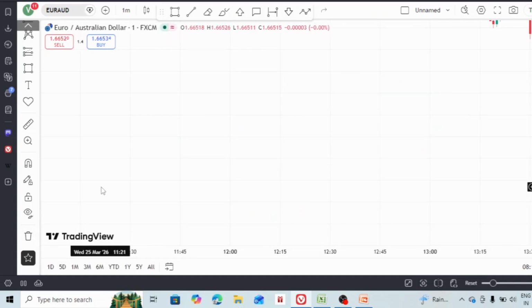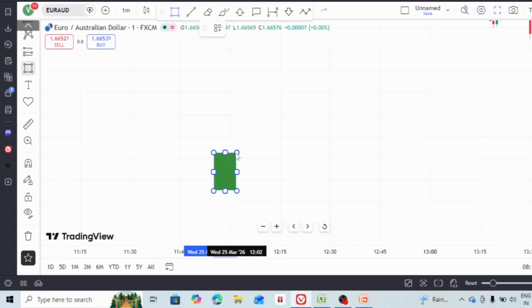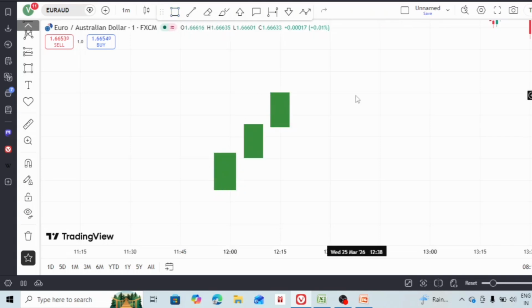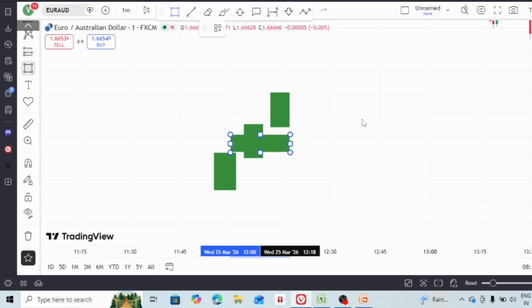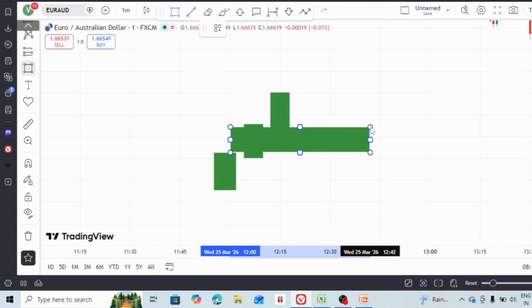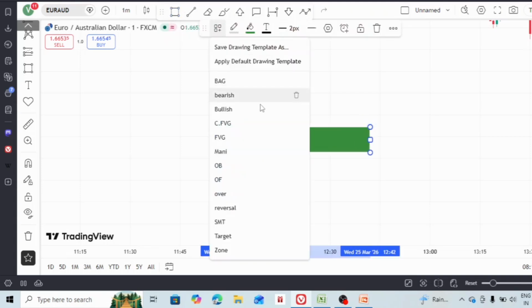So we will talk about what the breakaway gap is. There is not much difference between the breakaway gap and the fair value gap, but there is still some difference. This is the gap, we have the gap here. We will call this the breakaway gap.